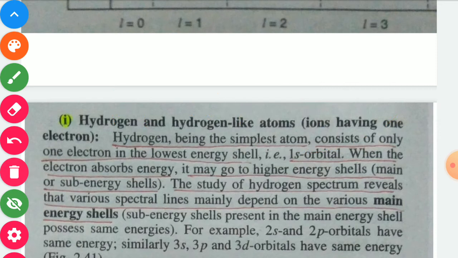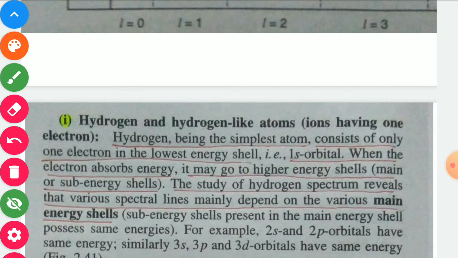So here, when the electron absorbs energy, it may go to a higher energy level. First of all, the electron fills up in the ground state, meaning the lowest energy level. If the particular chemical species absorbs energy, then the electron which was present in the lowest energy level migrates into a higher energy level, and such a state is known as the excited state.